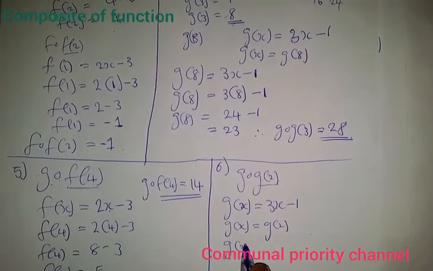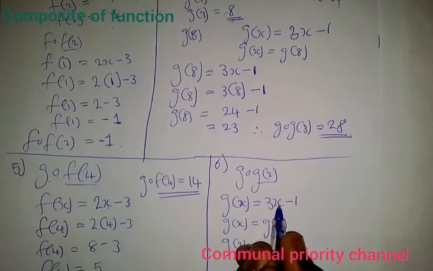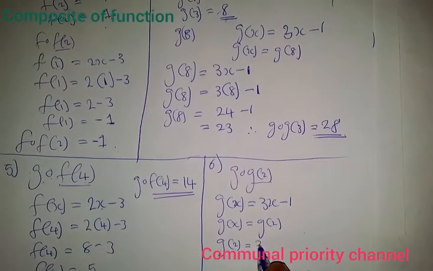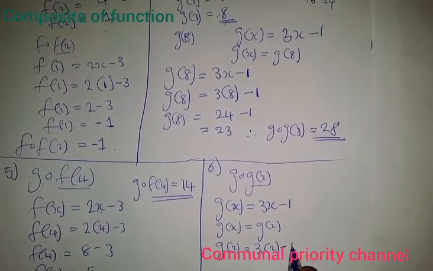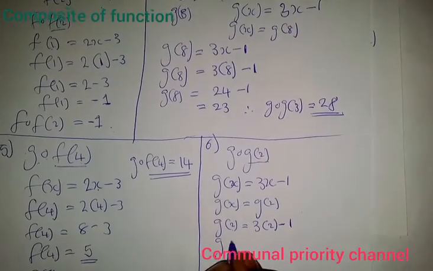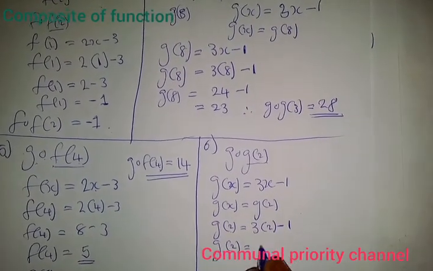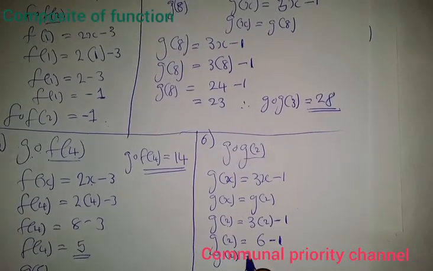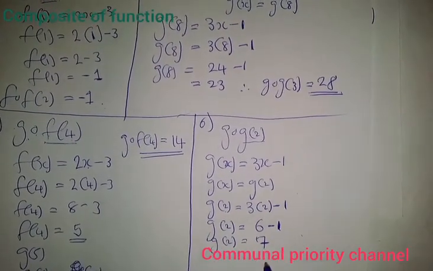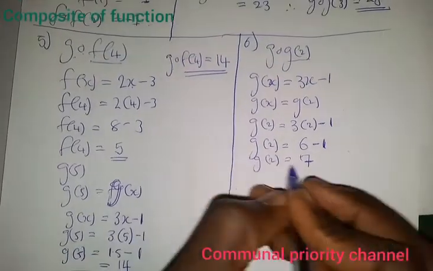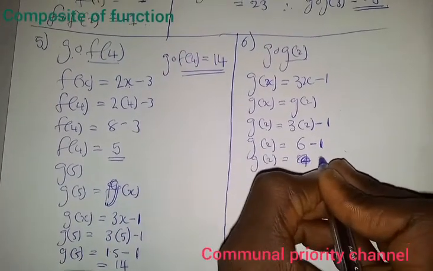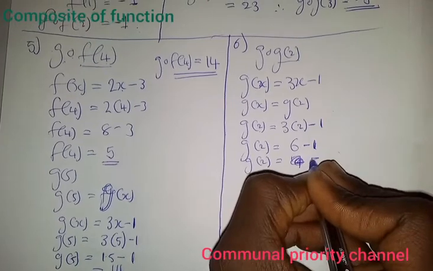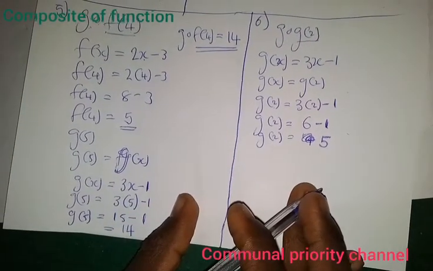Now our g of 2 will be equal to, anywhere we have x, we are substituting with this 2. This will be 3 open bracket 2 close bracket minus 1. Now our g of 2 will be equal to 3 times 2 is 6, 6 minus 1 is 5. So now we are moving to the next one.